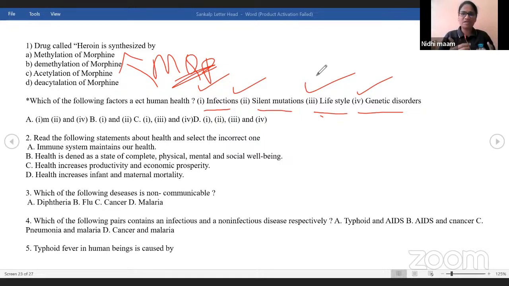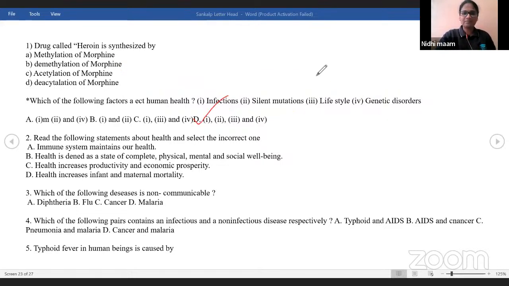You may be young now, you may not know, but as you age, you will get to know, like if you eat and sit for studying without walking, without any physical activity, you feel acidity, something stuck in your chest. So lifestyle also affects human health a lot. So here option D is first, second, third and fourth. All these factors influence human health. Understood all of you? Fine.